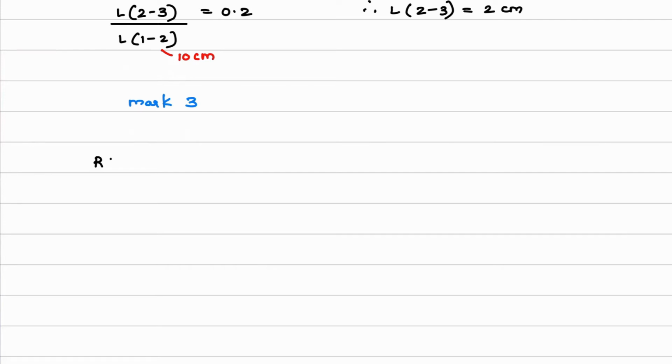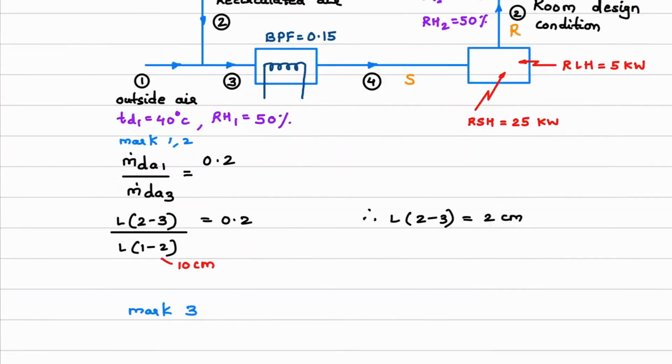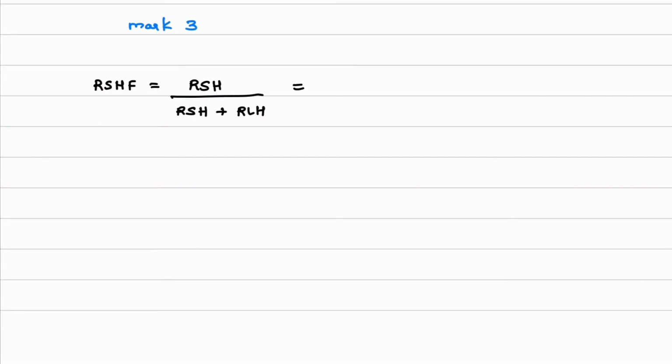Room sensible heat factor will be room sensible heat upon room sensible heat plus room latent heat. Room sensible heat value is 25 and room latent heat is 5 kilowatt. So 25 divided by 25 plus 5, we will get room sensible heat factor as 0.833. Now what is the next step?